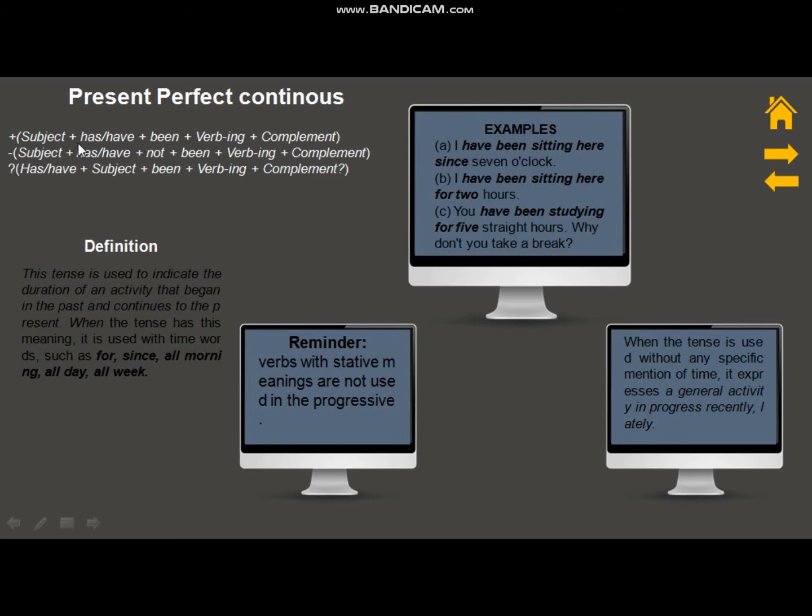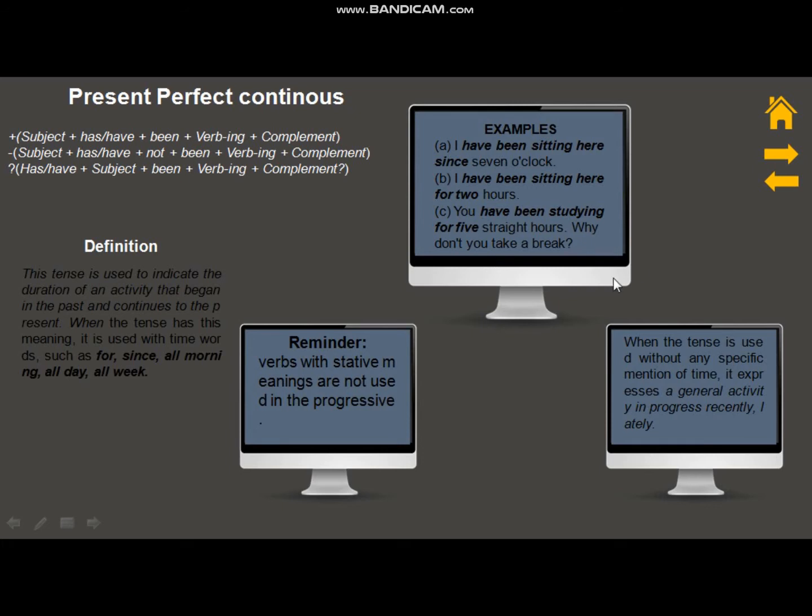We can use subject and has or have. Has is for a singular subject, have for a plural subject. Then been, verb-ing, and complement. And this is the example. I have been sitting here since 7 o'clock. I've been sitting here for 2 hours. You have been studying for 5 straight hours. Why don't you take a break?